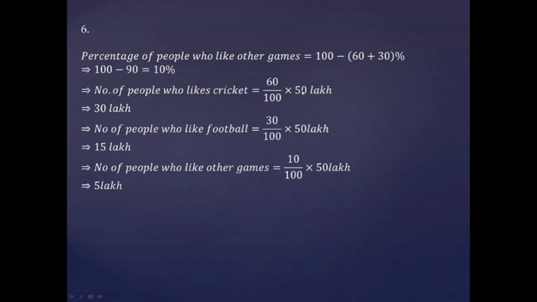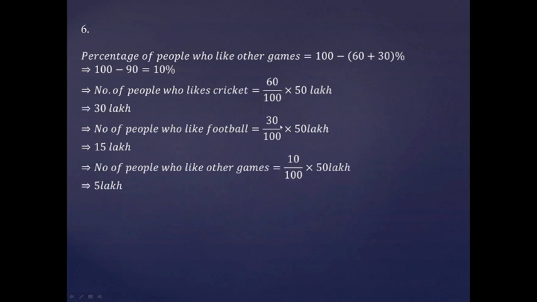In the city there are 50 lakh people. Okay, we need to know that. In the question itself it is written like that. The number of people who like cricket is 60 by 100 into 50 lakh. If you cut down 0 with this 0, 0 with this 0, then 6 and 5 will remain. 6 5s are 30. So 30 lakh people like cricket.